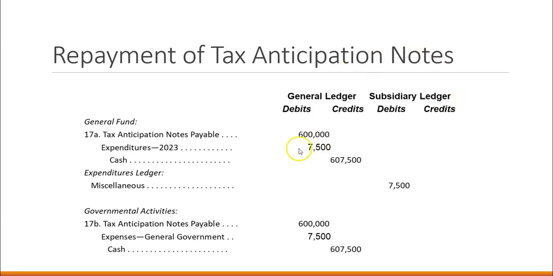So we have this tax anticipation notes payable, and we're looking at what we did with that tax anticipation note. So we've recorded a transaction here. We also have payment of interest that we need to record. So interest is an expenditure. And then we have cash that we paid.